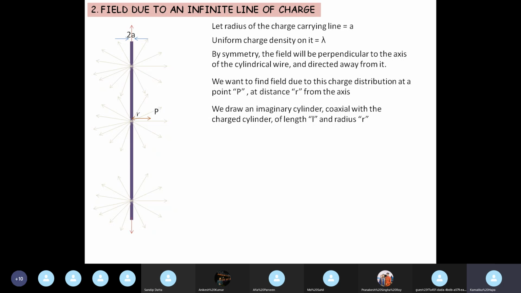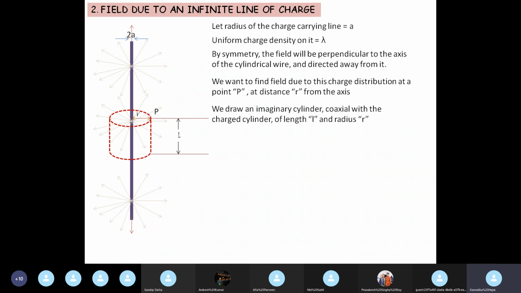Then you have to draw the imaginary Gaussian surface. In this case, since clearly the problem has a cylindrical symmetry, we draw an imaginary cylinder which is coaxial with the charged cylinder. We don't know the length of this rod, it is infinitely long, but the cylinder that we draw has length L and radius R. So this is the cylinder.